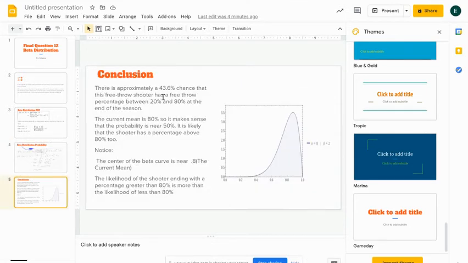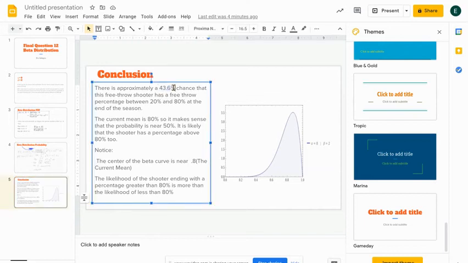In this slide right here, I summarize my results. My conclusion is there's approximately a 43.6% chance that this free throw shooter has a free throw percentage between 20% and 80% at the end of the season. So this number right here, 43.6%, is just the probability that's between these two numbers.